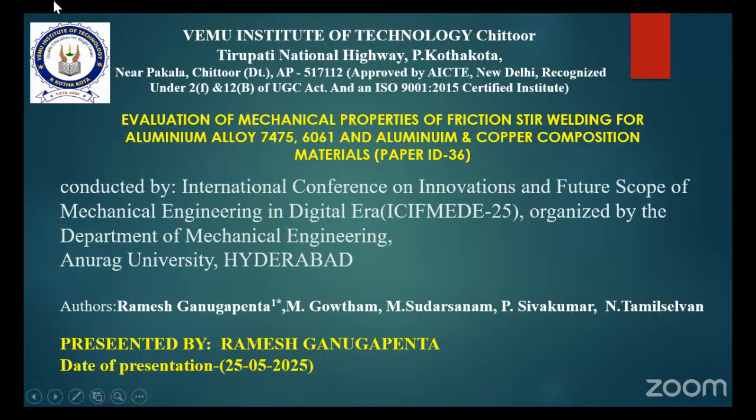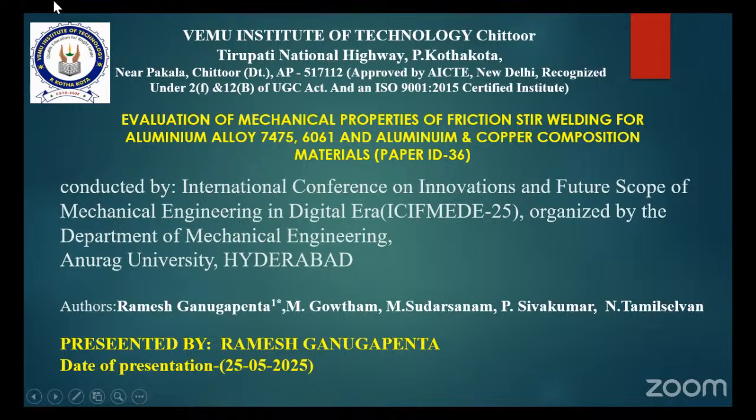Finally, the conclusion. In ultimate tensile strength, the aluminum and copper composition exhibits the highest tensile strength and yield strength, 112.5 Newton per mm square, and aluminum 7475 was the lowest. In compressive strength, the aluminum and copper composition achieves the highest, 153.6 Newton per mm square, and aluminum 7475 is lowest at 93.33 Newton per mm square.